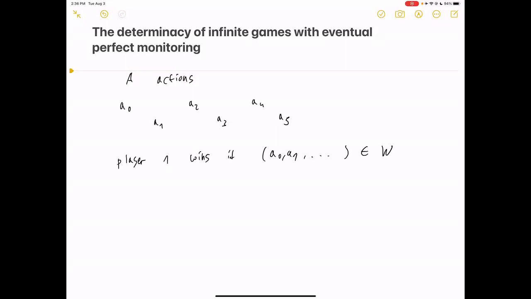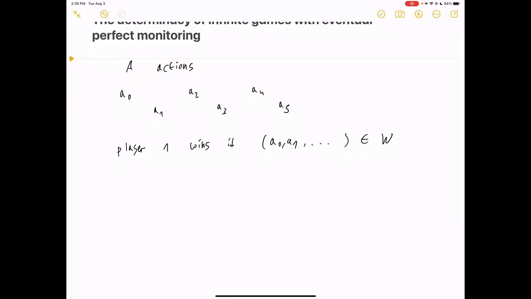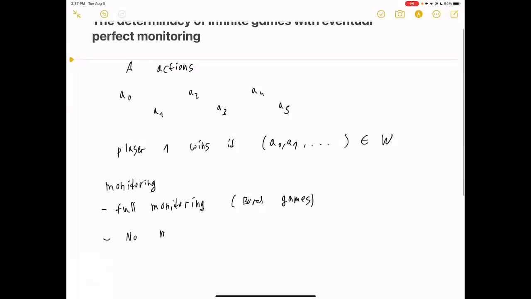The twist I'm going to add to this model is in the monitoring. Monitoring is the fancy word that game theorists use to talk about what I know as a player about previous actions of my opponent. So this is what's called monitoring, and a couple of obvious examples. Full monitoring means that I observe past actions of my opponents. So the standard Borel game model is, in my language, a model with full monitoring. You can also look at no monitoring. No monitoring means that I don't know what my opponent played in the past.